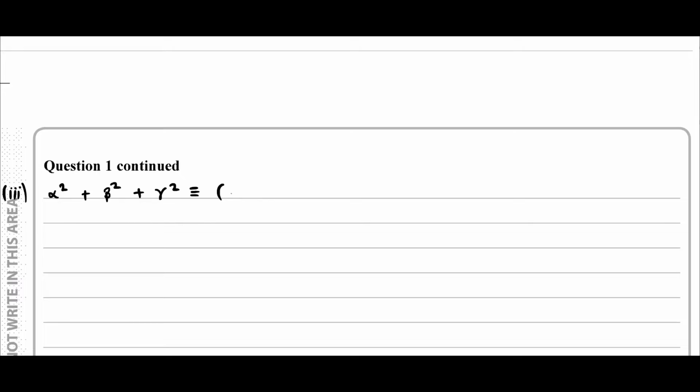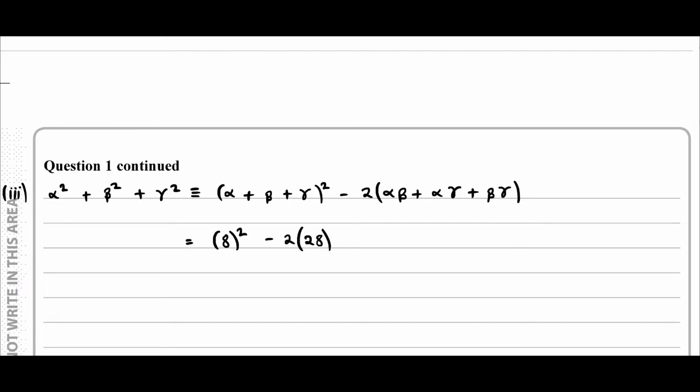This is the same as alpha plus beta plus gamma all squared minus 2 lots of alpha beta plus alpha gamma plus beta gamma. Now alpha plus beta plus gamma, remember that's 8, so we have 8 squared, then we subtract off 2 lots of the pair sum, which was 28, and working this out we get 8.